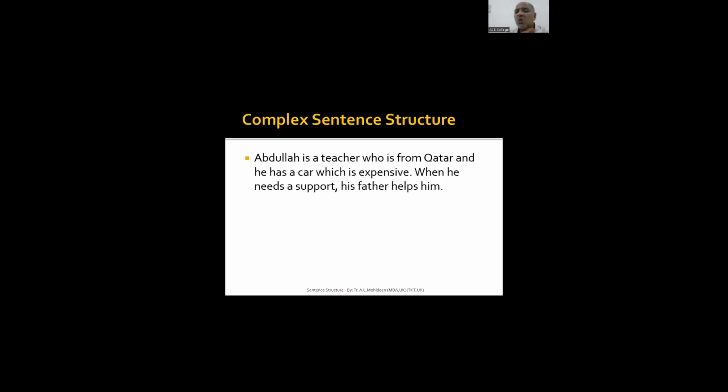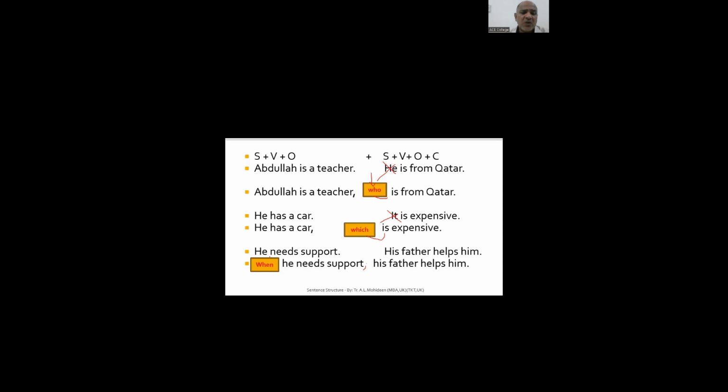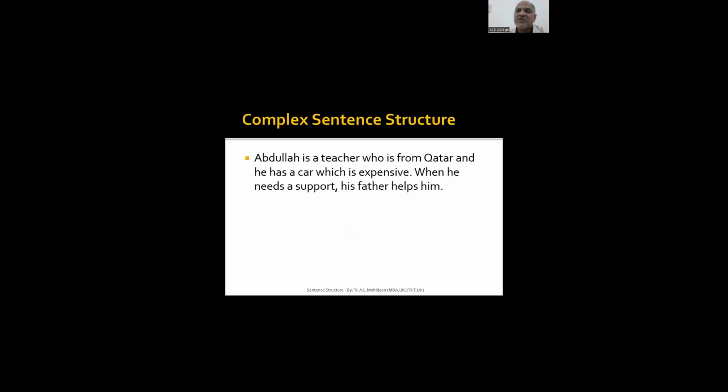I have made all these sentences, but how many sentences are there? 1, 2, 3, 4, 5, 6, 7, 8, 9, 10, 11, 12. These 12 sentences are made into 2 sentences. Can you look at this? Now 12 sentences become 2 sentences.